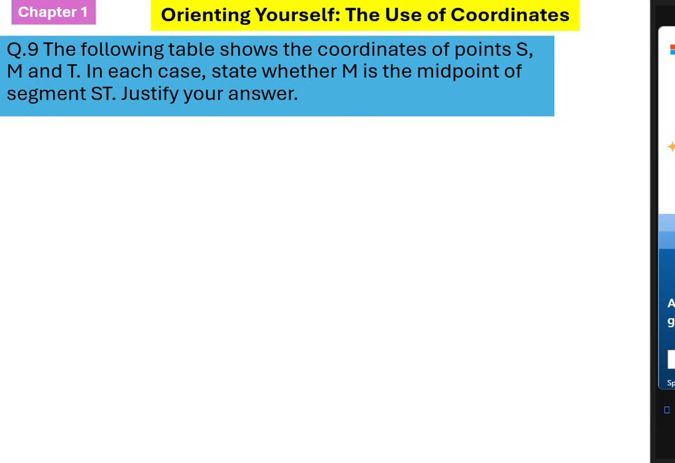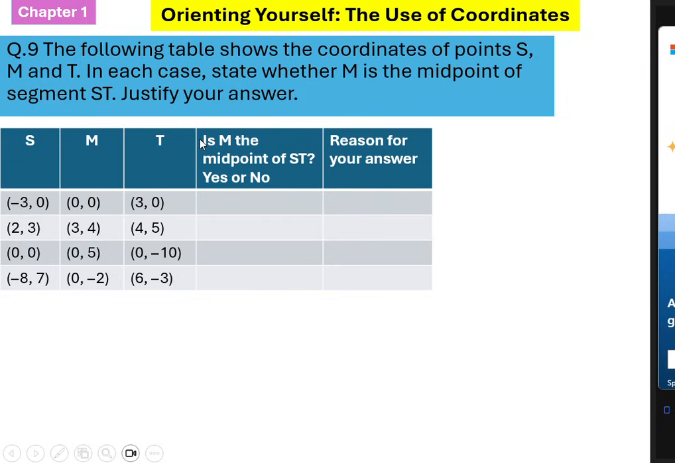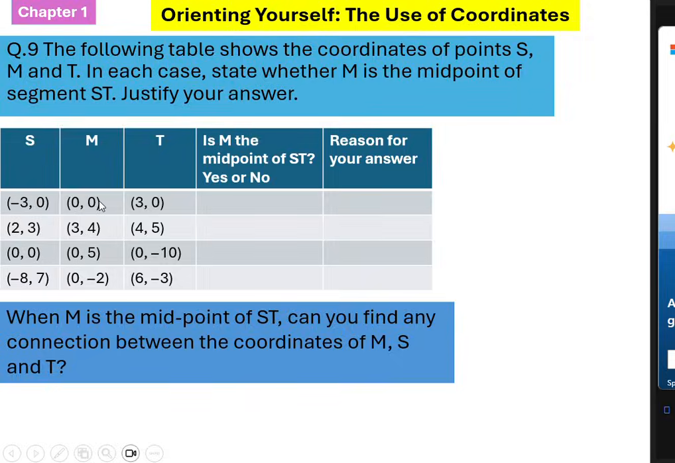Today we will solve question number 9 of the end of chapter exercise of chapter 1, Orienting Yourselves. In this question we have to verify, or check, whether M is the midpoint of ST or not. We are given three points S, M and T and we also have their coordinates. We have four different sets of values for S, M and T, so we will take each row one by one. Let's start from the first row.